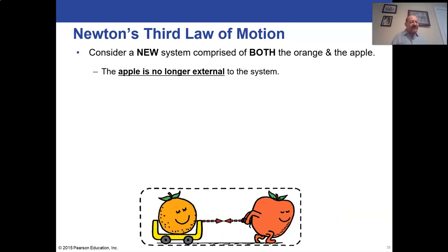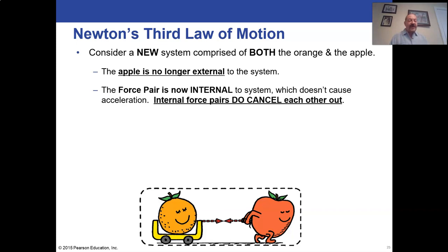So now let's look at a different version of the system. Now we've got an orange cart being pulled by the apple, but we're going to say the whole thing is our system of interest. You might go, okay, well, wait a minute. How does anything move? Because you just said that the internal forces, which these two are now, cancel. Well, they do cancel, but that's not what drives the movement of the whole system. So they're no longer external, they're internal. They're internal force pairs because they're both acting on different parts of the same quote-unquote object, what we call a system, and therefore they do cancel out.